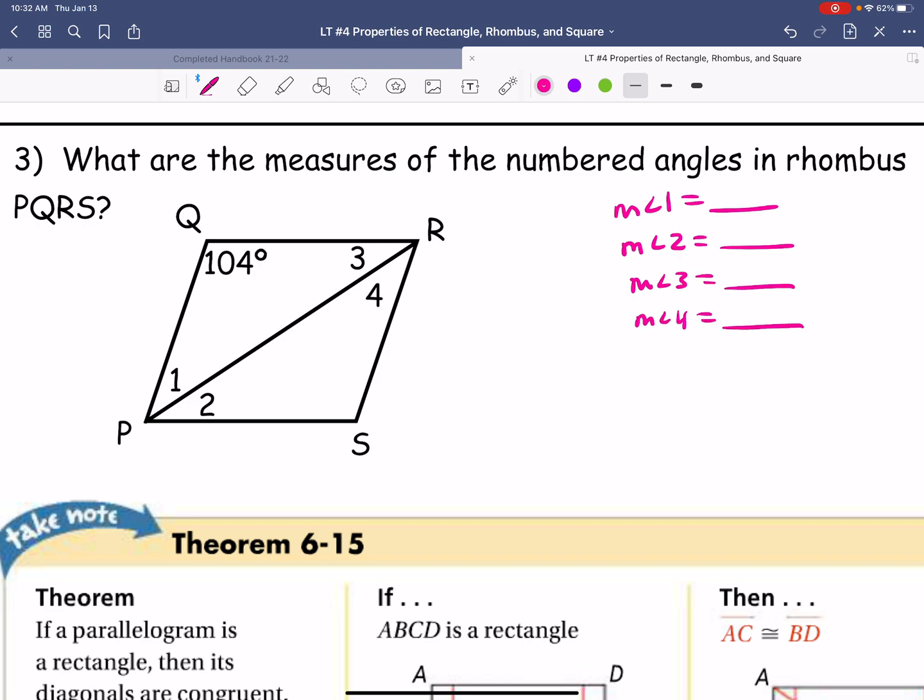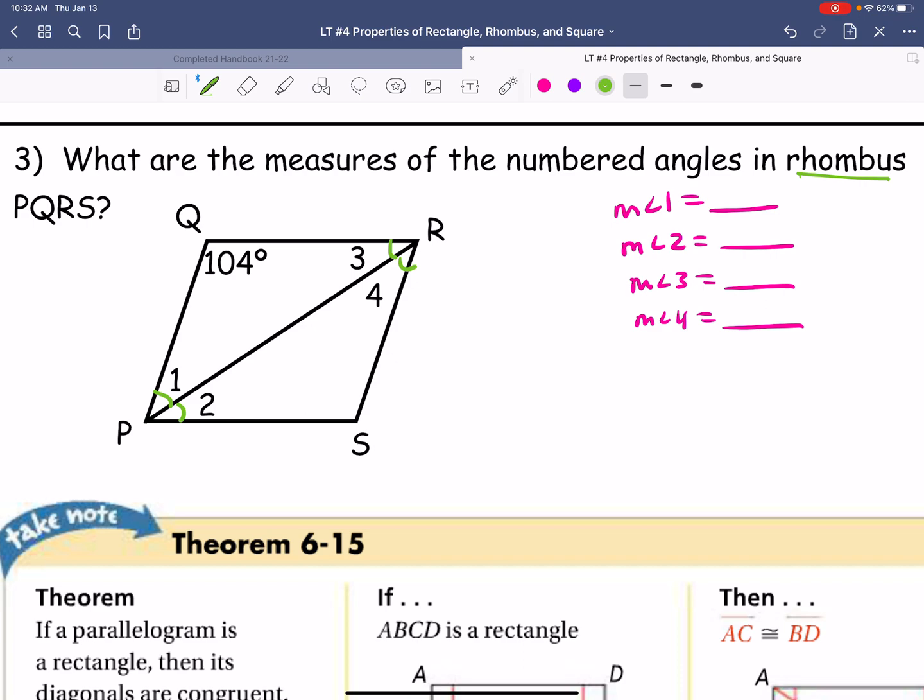All right, now that you finished this problem, we do have that it's a rhombus, so we know all the properties of a rhombus hold true. And one of them is that a diagonal bisects opposite angles. That tells me that 1, 2, 3, and 4 are all going to be congruent.